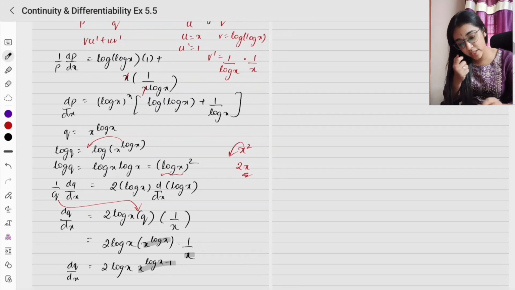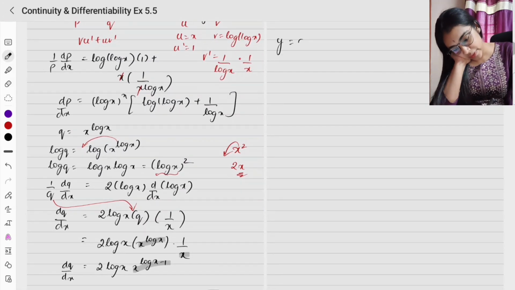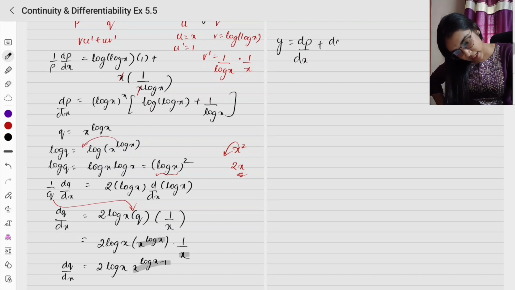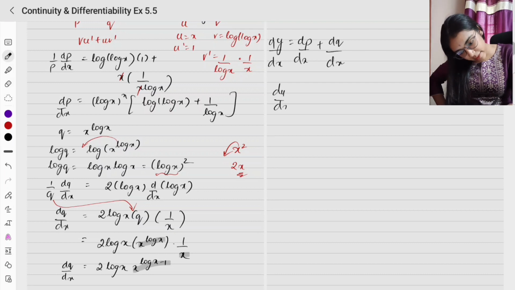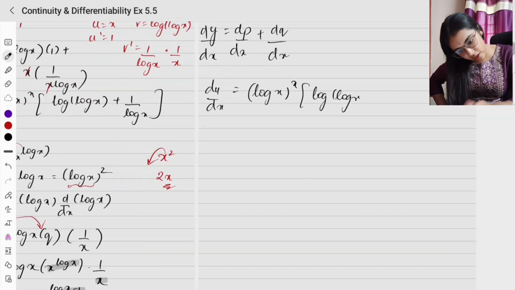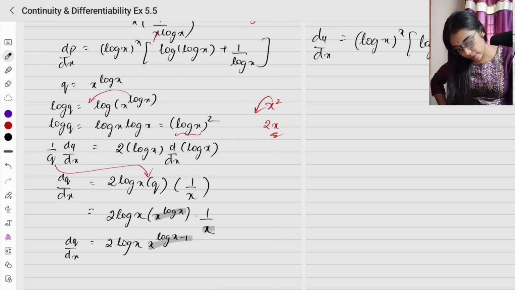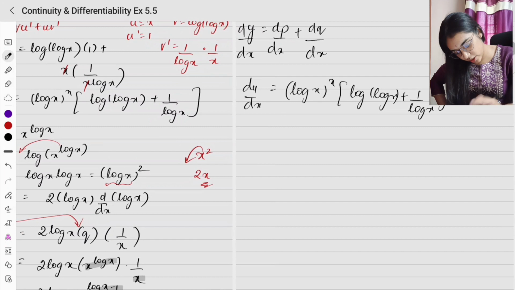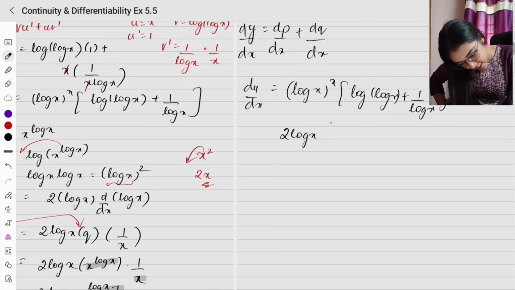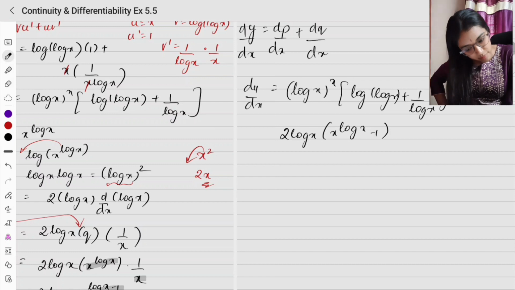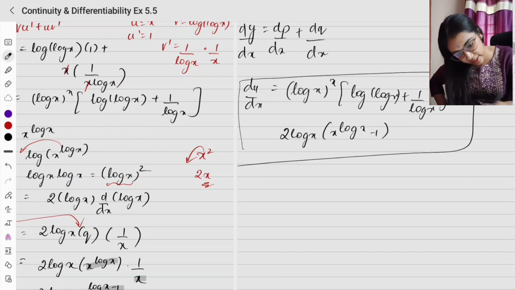Now what is the final answer? dy by dx equals dp by dx plus dq divided by dx. This is my dy by dx. So dy by dx is dp by dx, which is log x to the power x of log of log x plus 1 by log x, plus dq by dx, which is 2 log x times x to the log x minus 1. So this is my final answer, dy by dx. Okay, please copy.